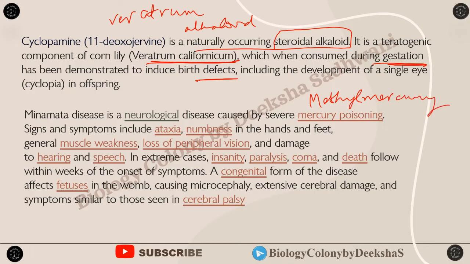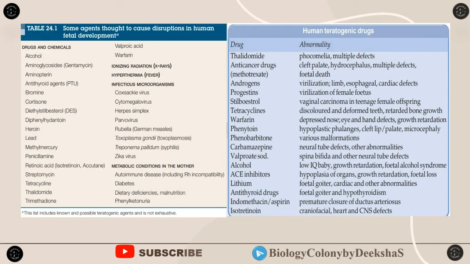So these are the two diseases. Then this table is very important. You must learn this slide. It is taken from Gilbert, Developmental Biology. These are the drugs and chemicals or the ionizing radiations or other microorganisms or metabolic conditions that can cause teratogenic effect. Then these are the human teratogenic drugs.